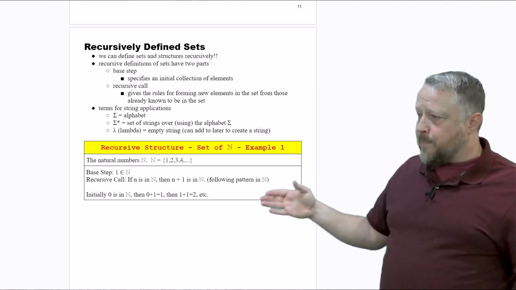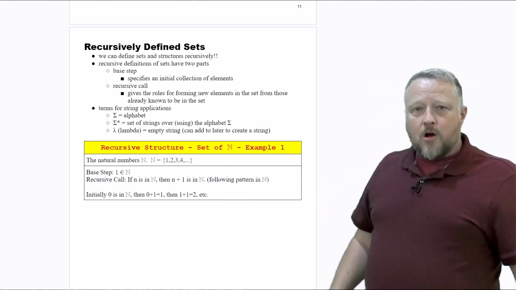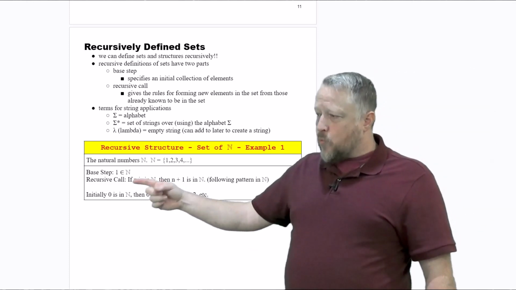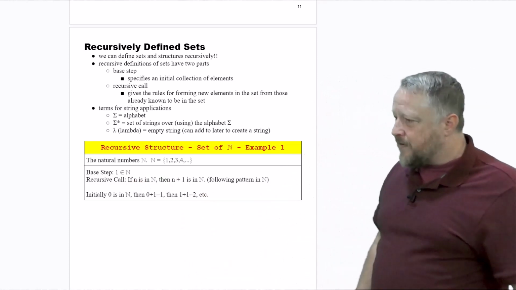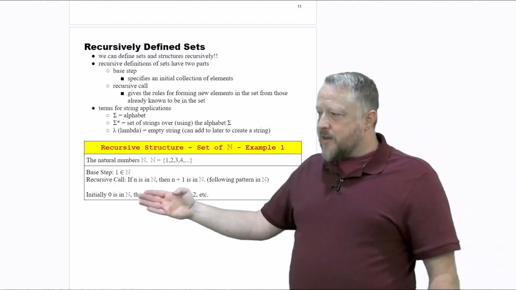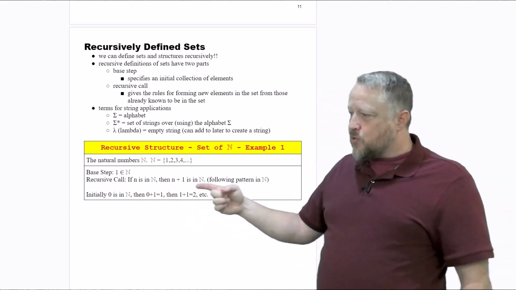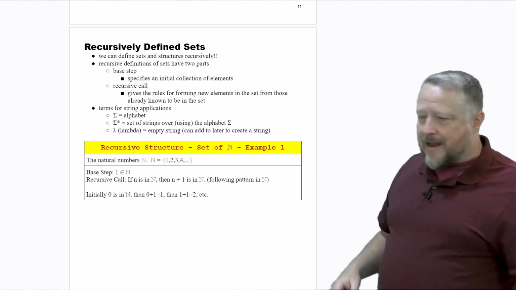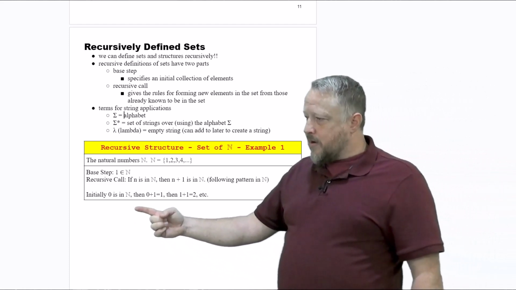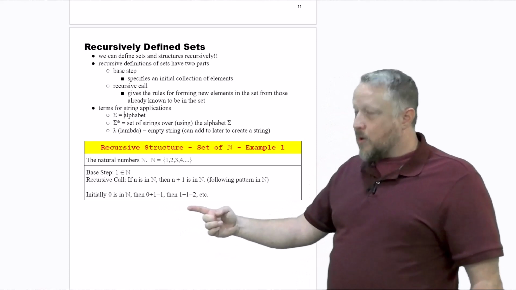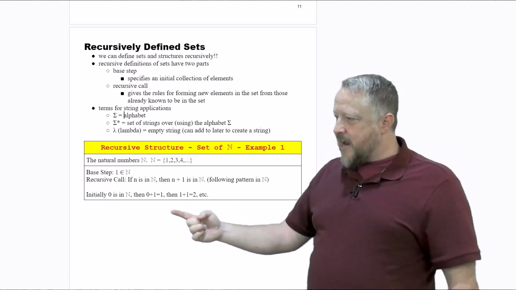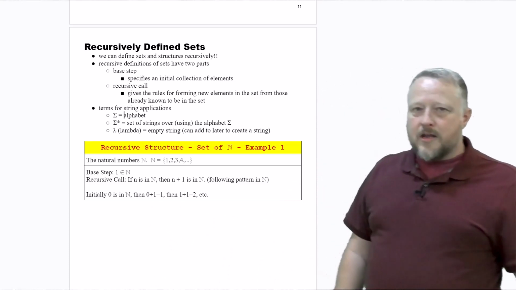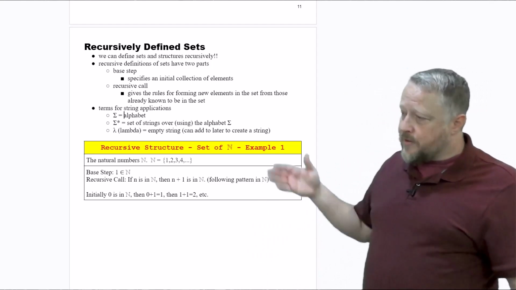Let me just do the first simple example of a set of integer values that are greater than 0. What we can do is have a base step: 1 is an element of our natural numbers. The recursive call is: if n is in the natural set, then n plus 1 is also in the natural set, following the pattern of n. So initially, 0 is our n, then we have 0 plus 1 equals 1, and then 1 plus 1 equals 2. Notice again, there's our stable force in our recursive call, and then our changing value beside it helps develop that overall set.